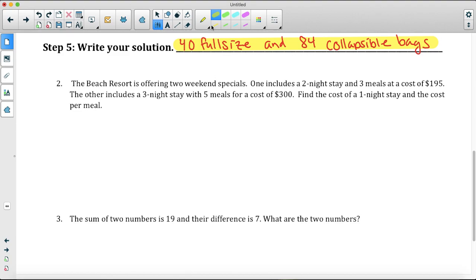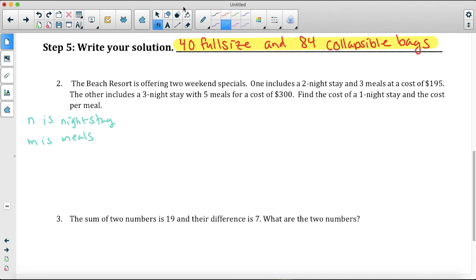So we need to define our variables. We have a 2-night stay and 3 meals, and a 3-night stay and 5 meals. So the variables we're seeing here are the nights and the meals. I'm going to use N as the night stay, and M is meals.